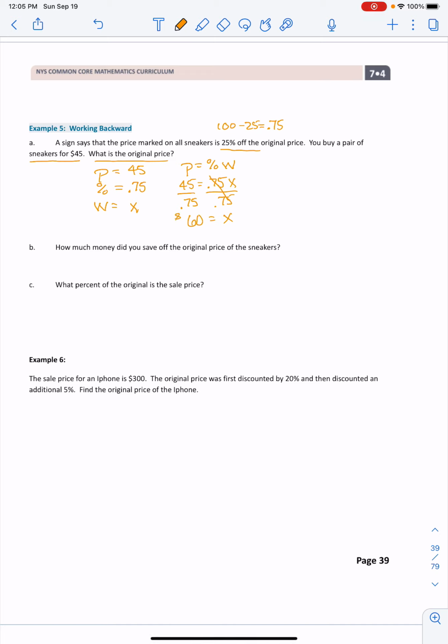So now it says, how much money did you save off the original price of the sneakers? Well, if we take that 60 and subtract the 45, we saved $15.